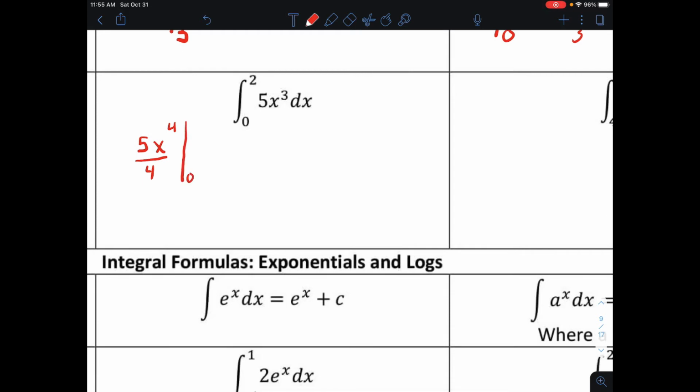Now we're going to plug in, and we're going to go from 0 to 2 to get the overall area. So I'm going to put in 2 first, so we'd have 5 times 2 to the fourth power divided by 4 minus 5 times 0 to the 4th power divided by 4. And we work to get our answer, and we wind up getting 20.